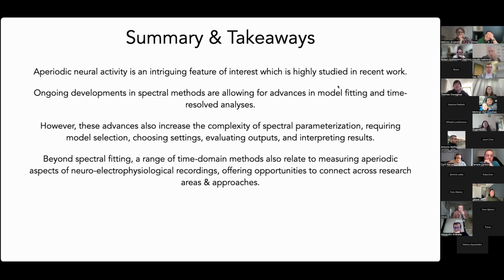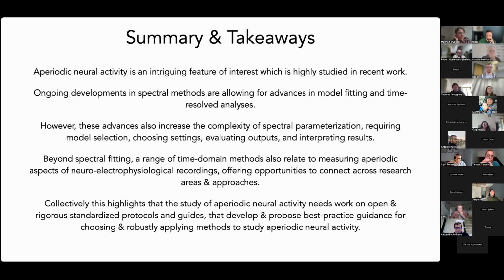And when we compare that to the range of other methods that we think are living in similar worlds of what they're picking up about the data, I think there's a lot of opportunities to connect across research and approaches. And so I think this highlights that the study of aperiodic neural activity is really ripe for work on open and rigorous standardization of protocols and guidance to figure out these best practice guidelines, in an area of work that's quite new, and to make sure we have robust and shared tooling for doing this.